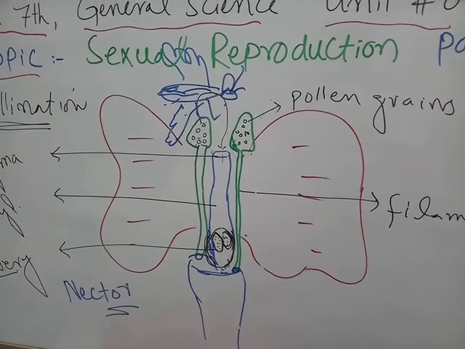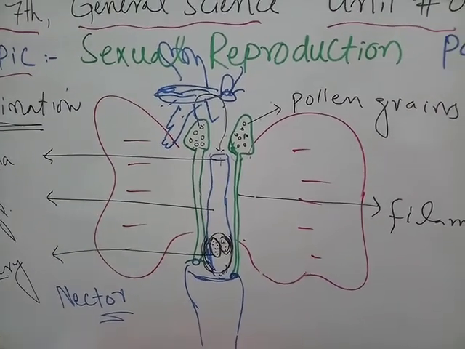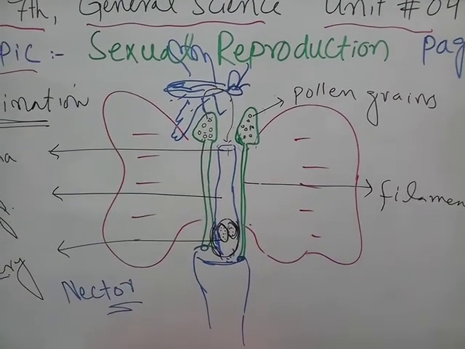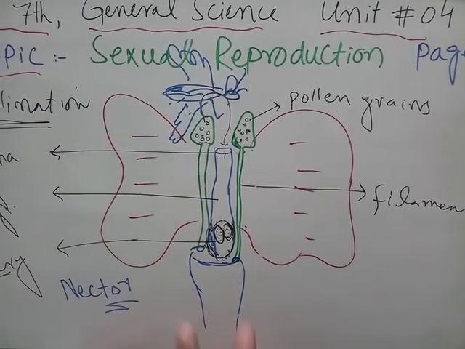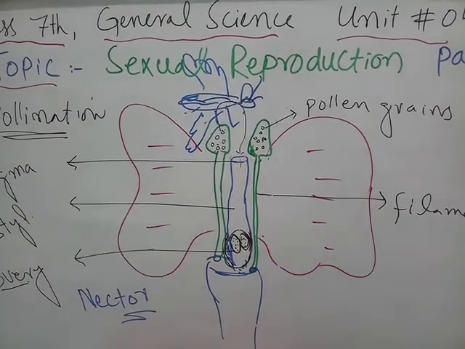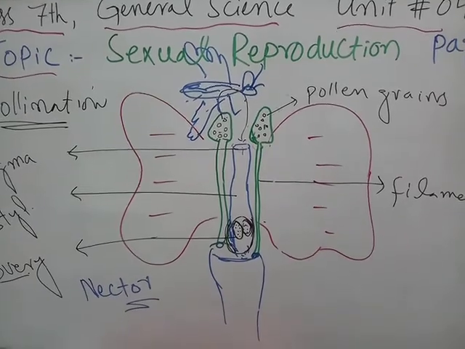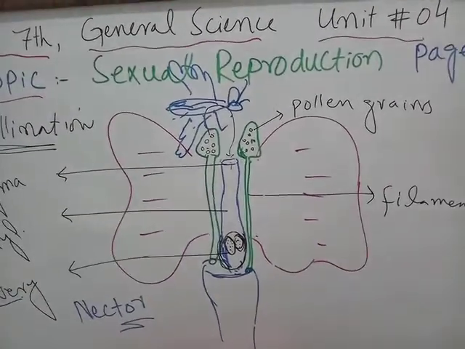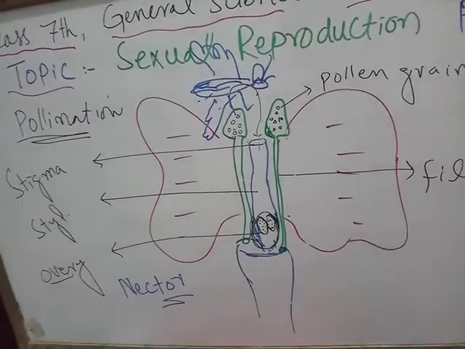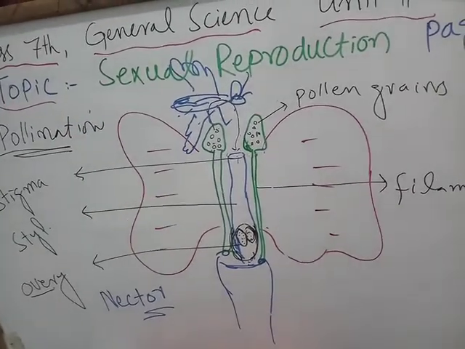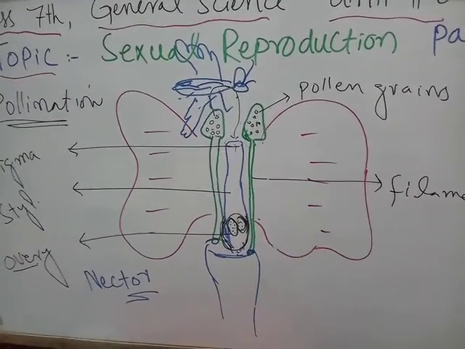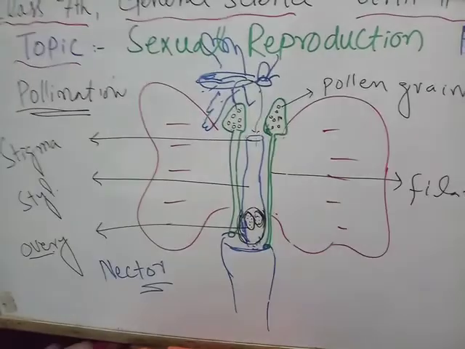In this way, this is called insect pollination. Here the pollen grains are heavy, so they are not carried away by water or wind, especially wind. They cannot be blown away by the air or wind. That's why insects are needed for their transfer.